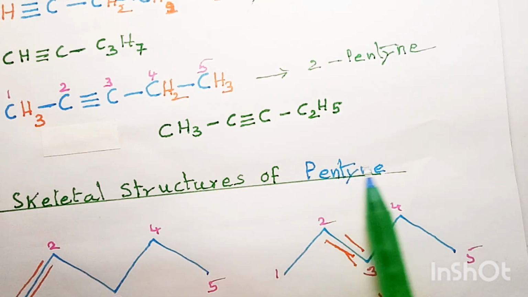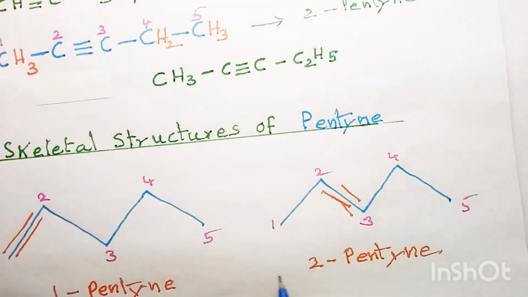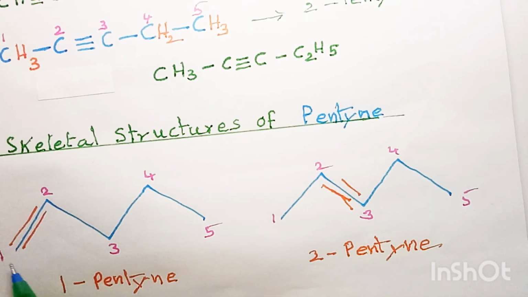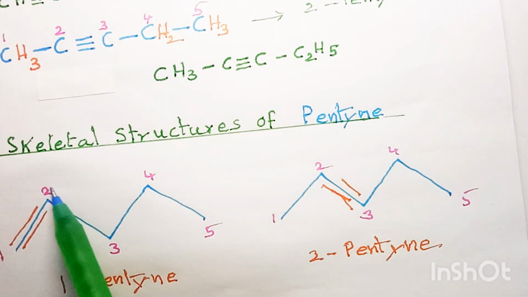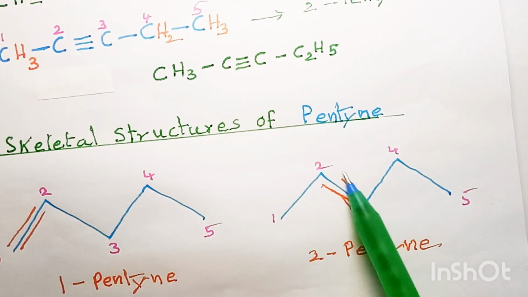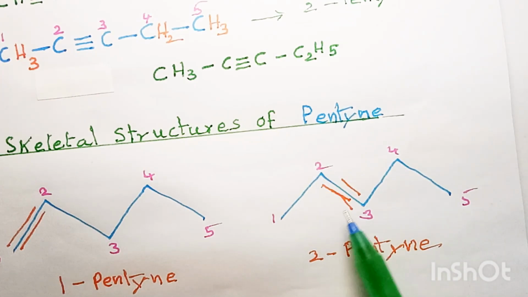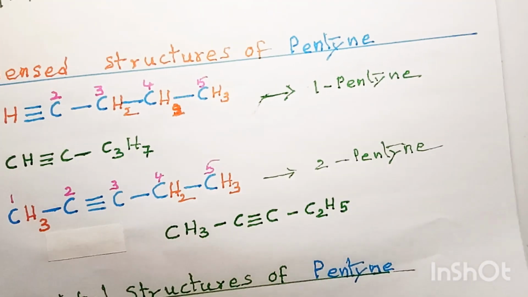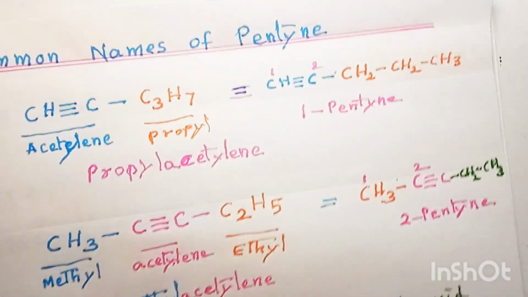Skeletal structure of pentane. So we know we have only two structures, 1-pentyne and 2-pentyne. In 1-pentyne, this is one carbon atom, this is second, third, fourth and fifth carbon atom. Draw a triple bond between first carbon and second carbon, it becomes 1-pentyne. Draw a triple bond between second carbon and third carbon, it becomes 2-pentyne. So there are only two structures possible for pentyne. Those are 1-pentyne and 2-pentyne.